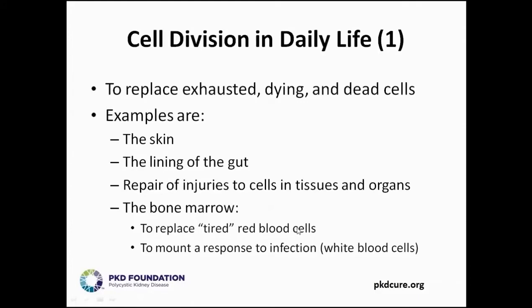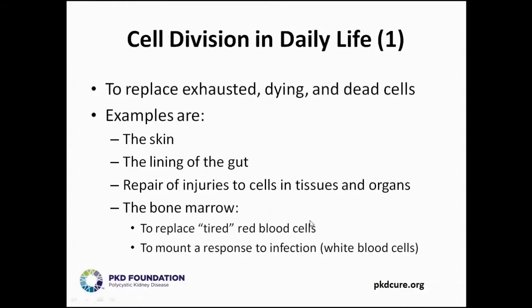Part of the reason I use this as an example is that the kidney makes erythropoietin, which is a hormone that tells the bone marrow when to make red blood cells. For those who have anemia with chronic kidney disease, they often need injections of erythropoietin to tell the bone marrow to be active in making red blood cells. The bone marrow also contains the precursor cells to white blood cells, and these can multiply rapidly in response to an infection. So cell division is a real part of our daily life.